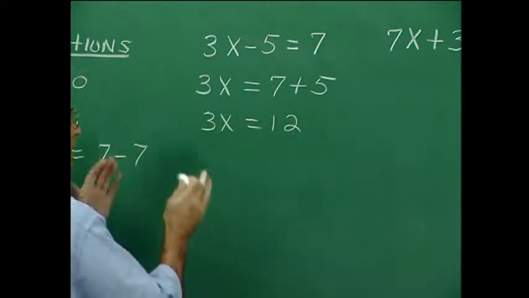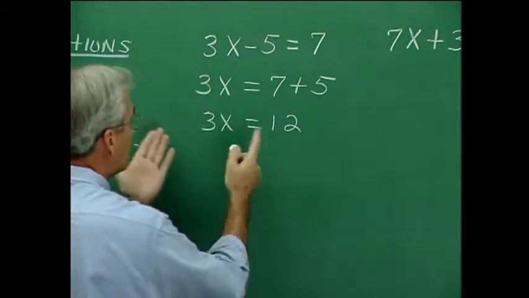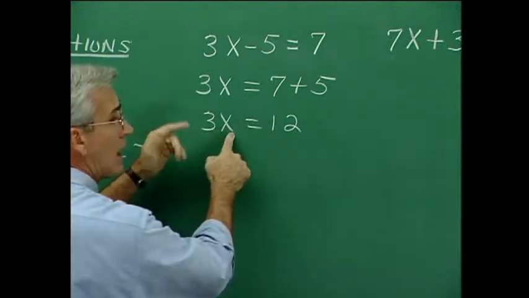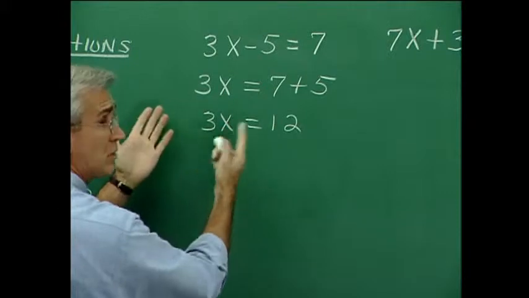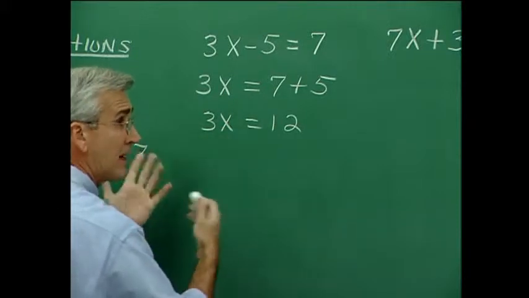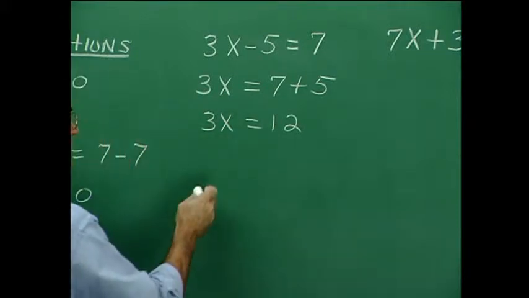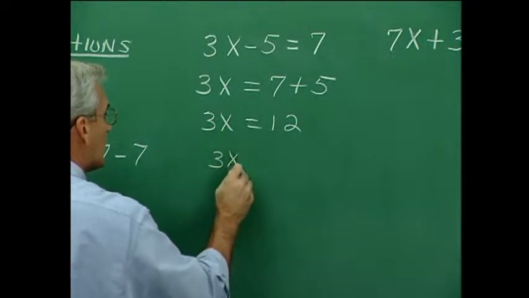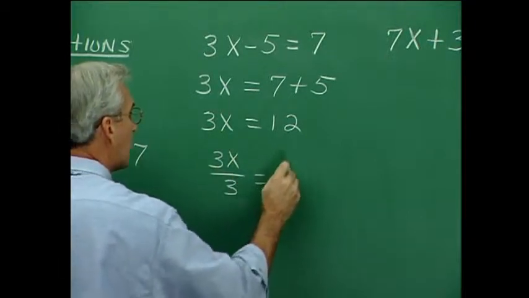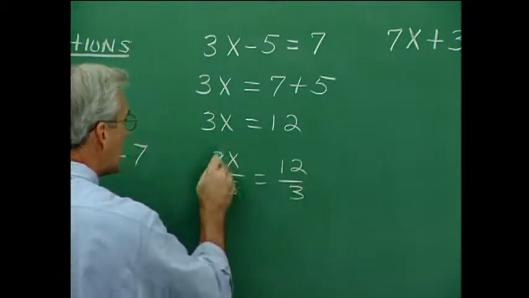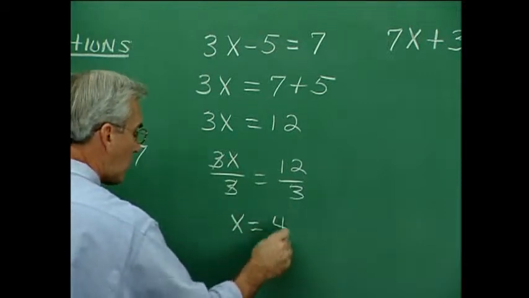And then we want to further isolate the x, so we'll do that by undoing the operation we see here. We see 3x, which means 3 times x, and we undo that by division. So we're going to divide on both sides by 3, and I'll show 3x over 3 equals 12 over 3. So x then is 4.